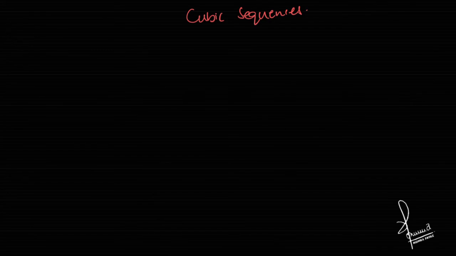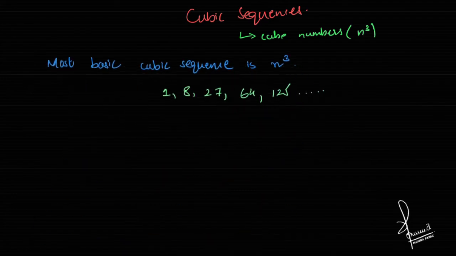Cubic sequences, as the name suggests, consist of cube numbers, और इस sequence में आपको usually n cube नज़र आएगा in any form, but n cube will be there, n raised to power cube. The most basic cubic sequence that you have is n cube, which is going to be 1, 8, 27, 64, 125. कैसे पता? When n is equals to 1 तो 1 cube हो जाएगा, which is 1. When n is equals to 2 वो 2 cube हो जाएगा, which is 8. When n is equals to 3 वो 3 cube हो जाएगा, which is 27, and so on.